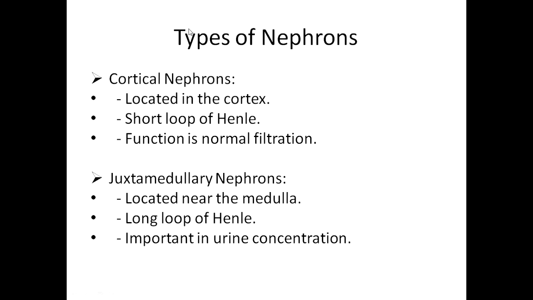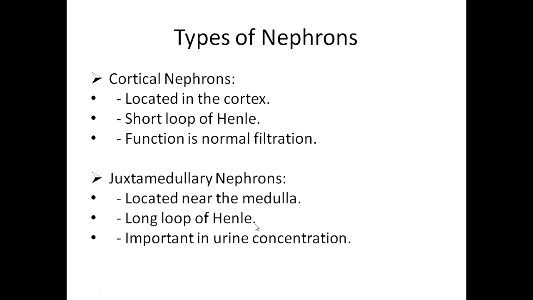Now, based on the location where nephrons are present in the kidney, they are divided into cortical nephrons, which are present in the cortex of the kidney, with a short loop of Henle. The function is normal filtration. So what is the function of cortical nephrons? They are present in the cortex, and the function is normal filtration. Another type is the juxtamedullary nephrons, located near the medulla of the kidney.